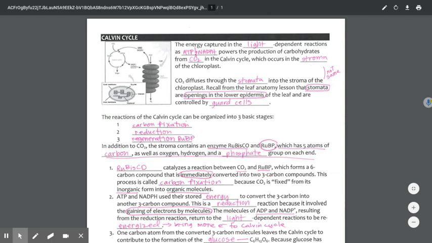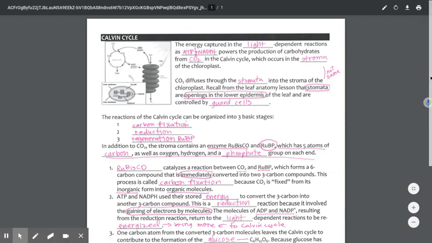Carbon dioxide will diffuse through the stomata into the stroma of the chloroplast. Now, recall from the leaf anatomy lesson that stomata are the openings in the lower epidermis of the leaf and are controlled by guard cells. So those guard cells can open and close, allowing CO2 in, oxygen out. Then there's that spongy mesophyll area where the cells are a little more spread out, allowing for those gases to diffuse from where they are to where they need to go.